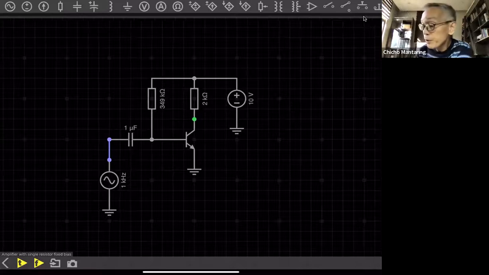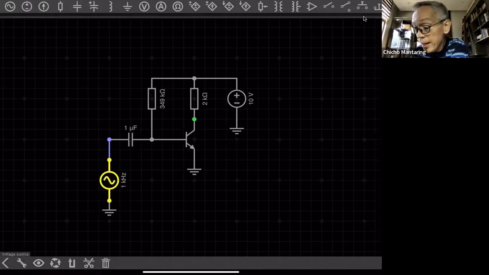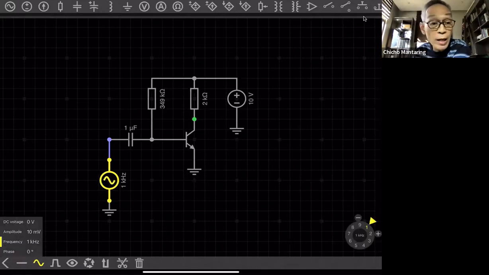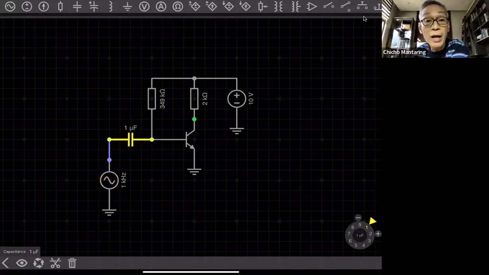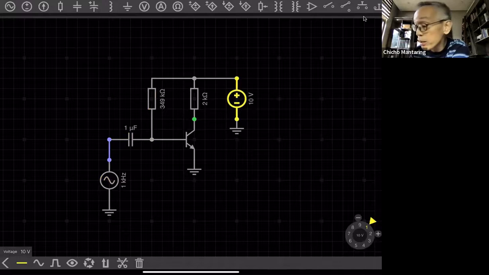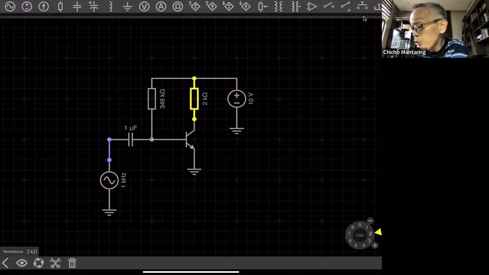Okay, so here, this is a 1 kilohertz, 10 millivolt amplitude AC signal. I put a coupling capacitor of 1 microfarad. This establishes my bias. You call it fixed bias. This is VCC, 10 volts. This is 2K. Okay, so let's just see what the output will look like.